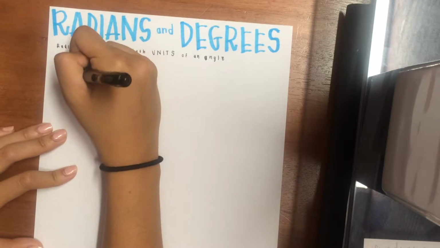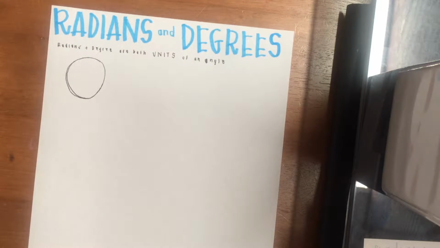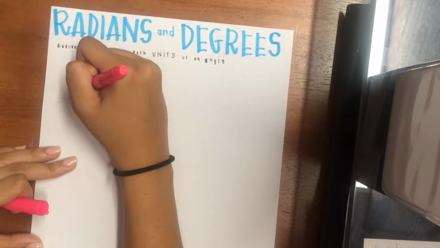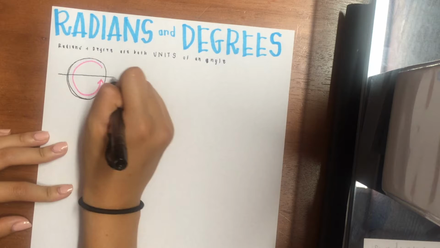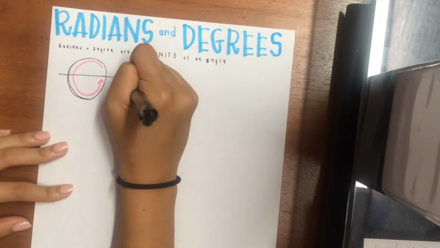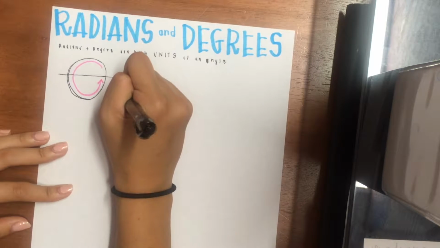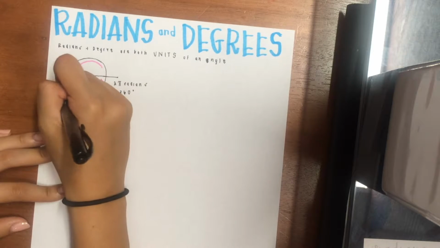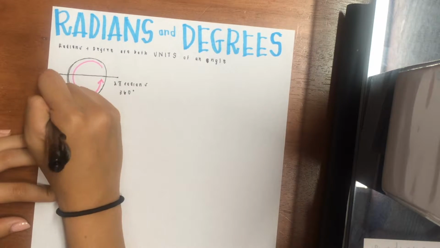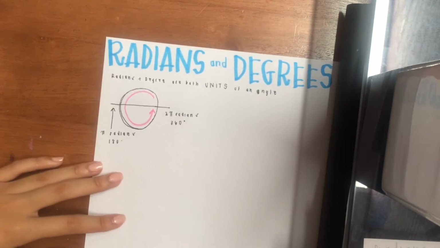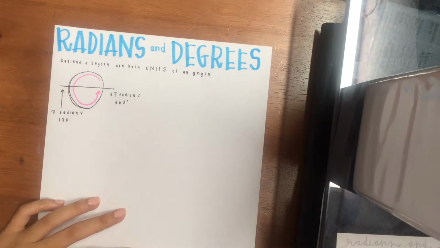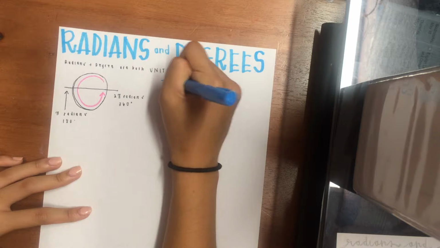In a full circle, there are 2 pi radians, which is also 360 degrees. Half a circle is pi radians, which is 180 degrees. Next, we're going to learn about conversion.